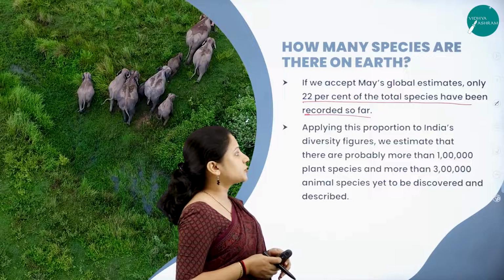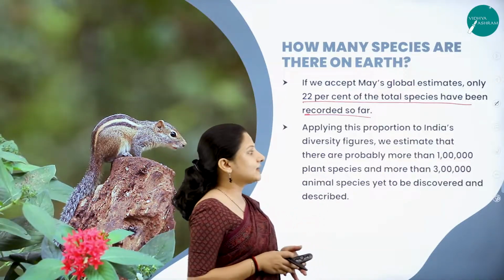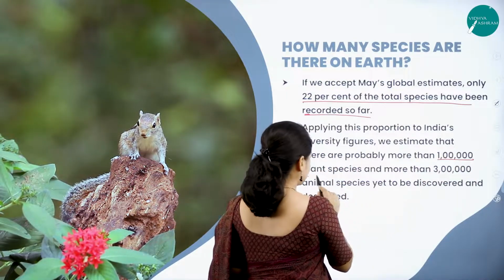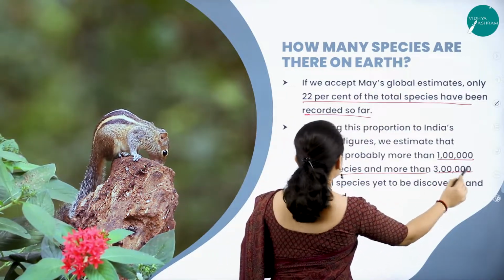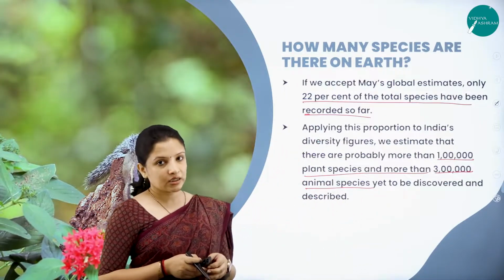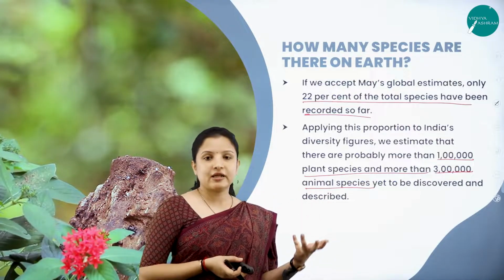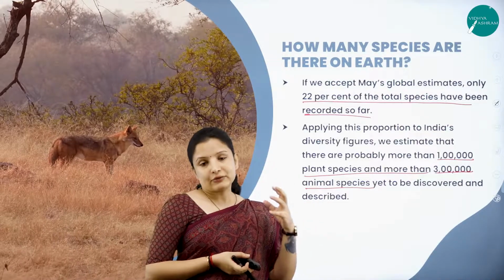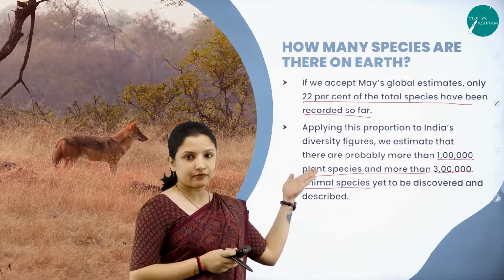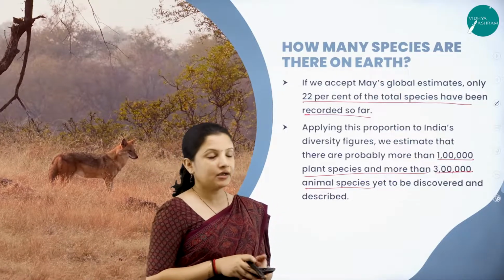And applying this proportion to India's diversity figures, we estimate that there are probably more than 1 lakh plant species and more than 3 lakh animal species which are yet to be discovered in the country. So, therefore, whatever records are available on the Indian Wildlife website, out of that, still there are 1 lakh and 3 lakh plant and animal species to be discovered respectively.